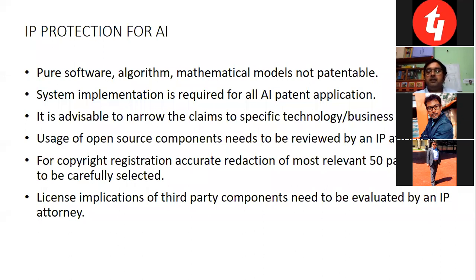So if you are trying to patent AI technologies, you have to be very, very clear and very concise, and you have to narrow down your inventions so that you do not end up claiming an algorithm. You do not end up claiming a mathematical model. So system implementation is required for AI patent applications. You have to show specific distributed systems around the AI to ensure that your AI is bound to a particular technology domain or particular use case. Without that, the patent application might be rejected. So it's always advisable to narrow the claims to a specific technology and business domain. That's what I was talking about.